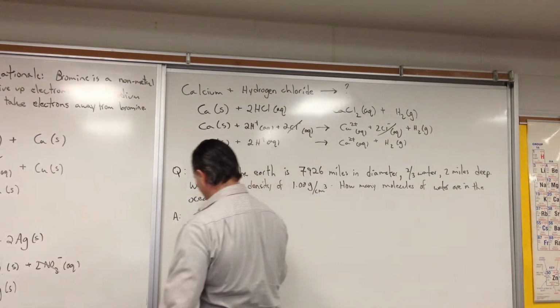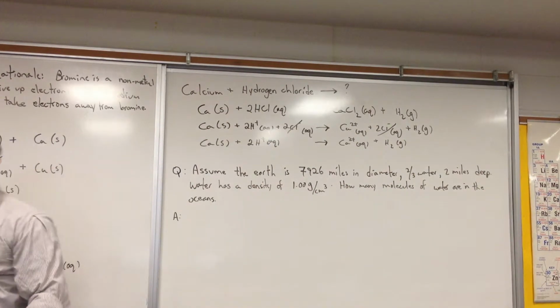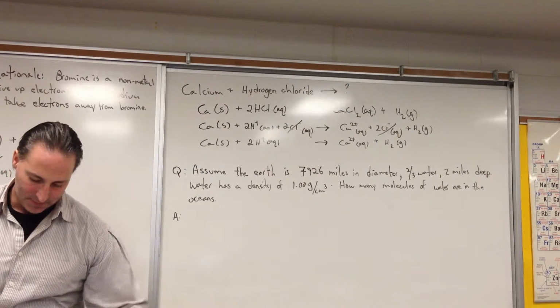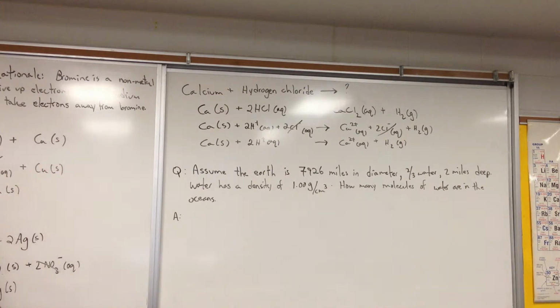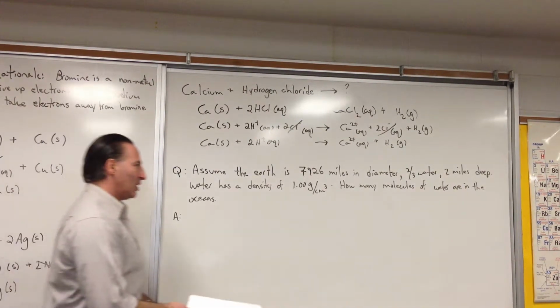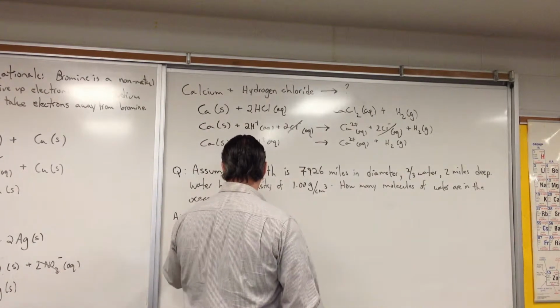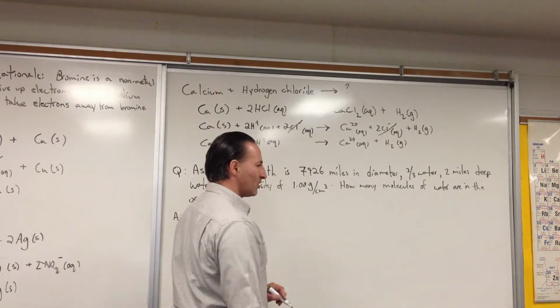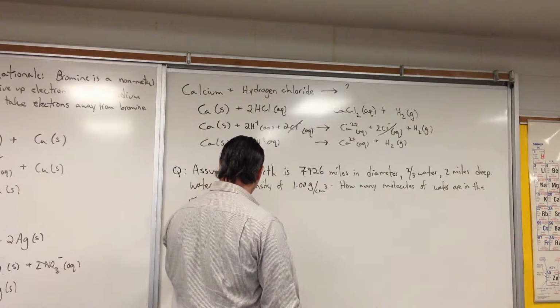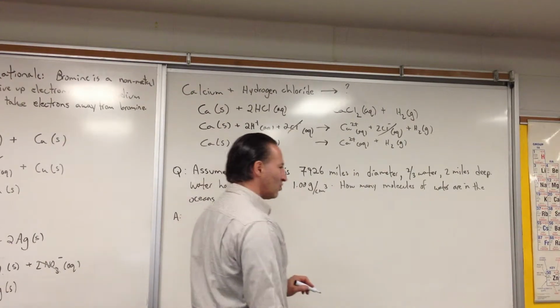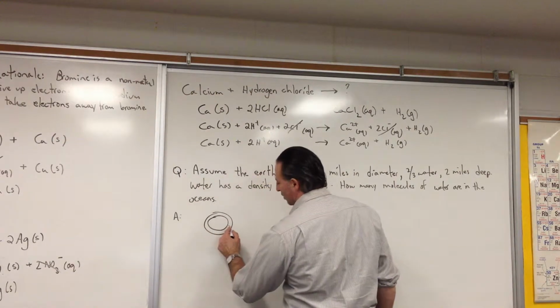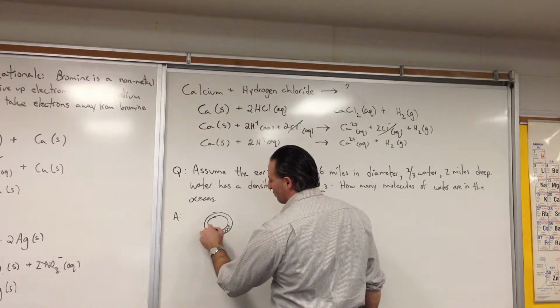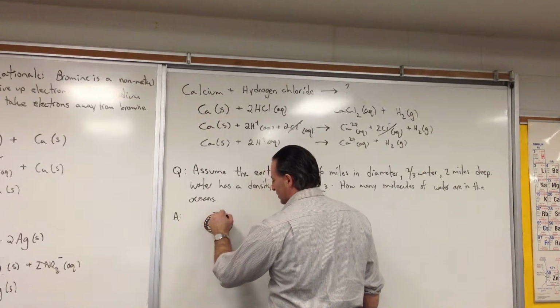Now, to solve this problem requires you to develop a rationale for finding out the volume of the ocean. One of the ways of finding out the volume of the ocean is to find the volume of the entire Earth and then subtract the volume of the Earth without oceans. The difference between the volumes of those two spheres will give you the volume of the oceans.